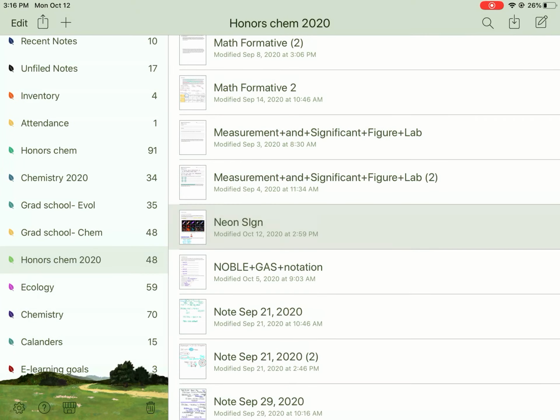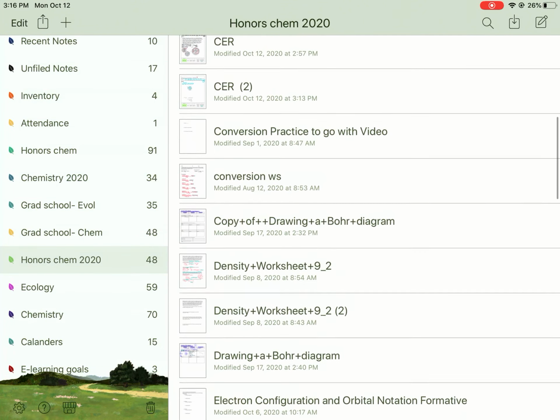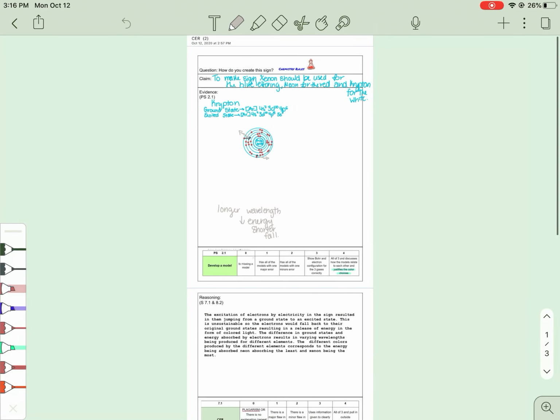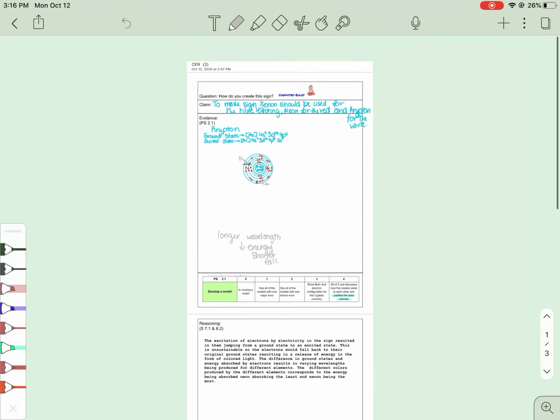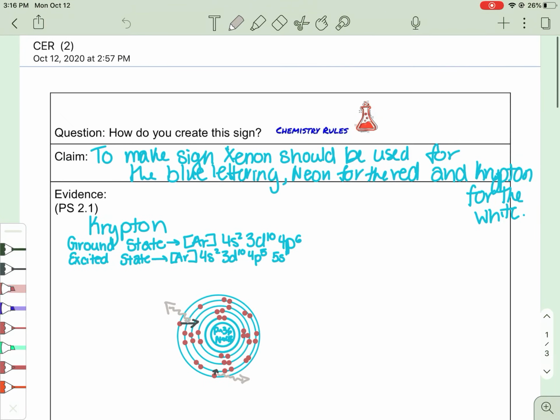So you were provided an outline that looked as such, okay? So for time's sake, I did fill some of the information in already, but we're gonna go over that here, okay? So the first thing that you had to do was make a claim, okay? So I made a claim: to make the sign, xenon should be used for the blue lettering, neon should be used for the red, and krypton for the white, okay? Most of us crushed at making a claim, but it's very easy to make a claim. It's a lot harder to provide the evidence for the claim, okay?